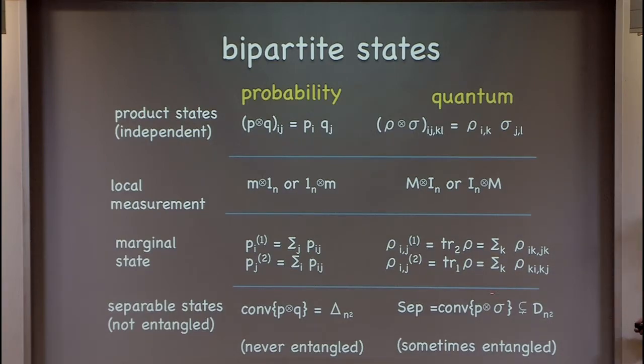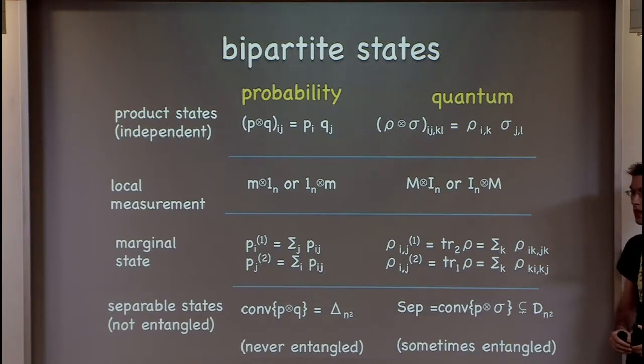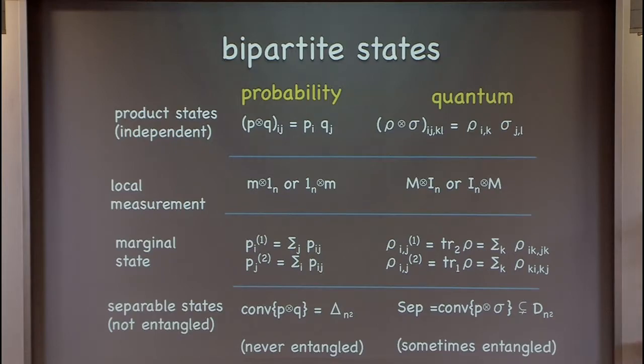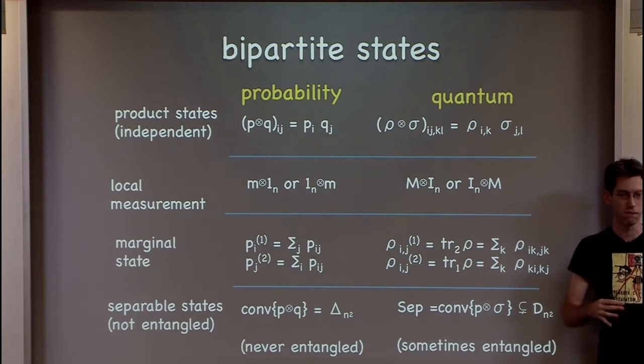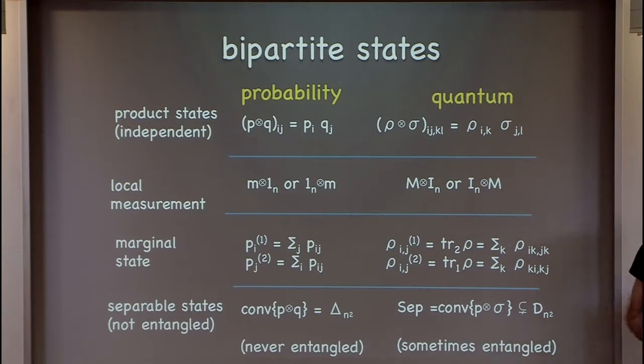Another way of saying that is, if you take the convex, I'm sorry, this P here should be a rho. They look kind of similar. If you take the convex hull of all rho tensor sigma, meaning all convex combinations of state for the first system, tensor state for the second system, you do not get all possible density matrices. You get a set called the set of separable density matrices, meaning ones where all the correlations can be explained classically. And the things that are not separable are called entangled. And that's part of what makes quantum theory interesting, is the existence of entangled states.